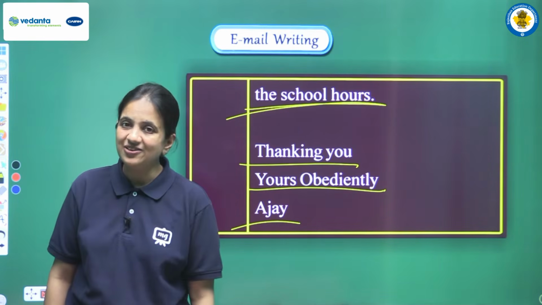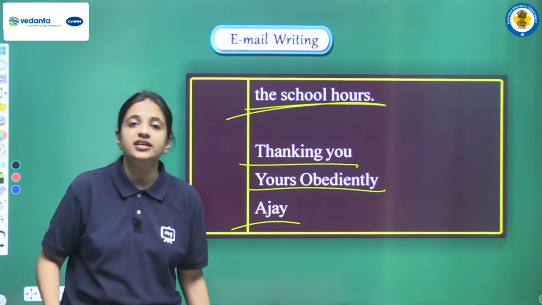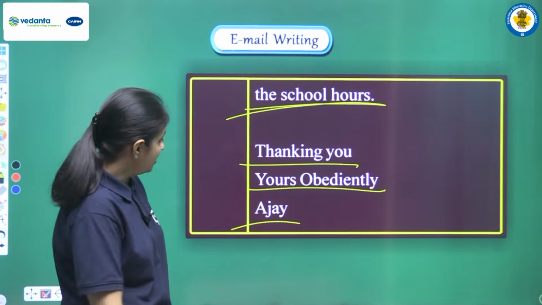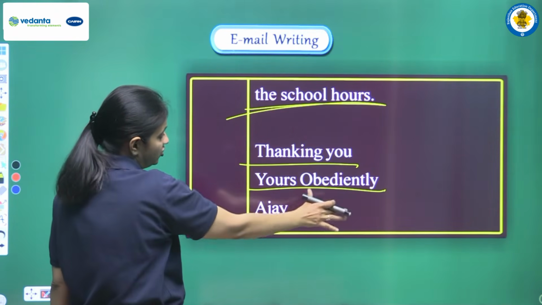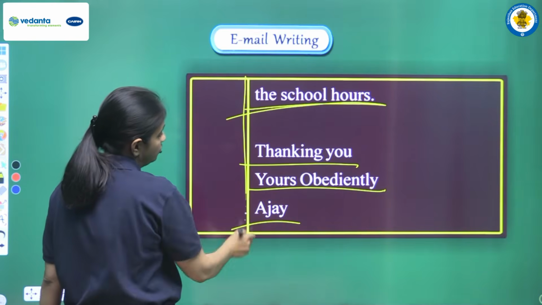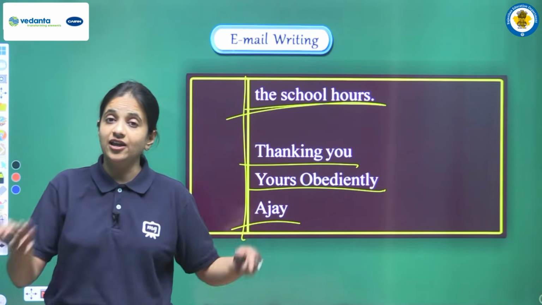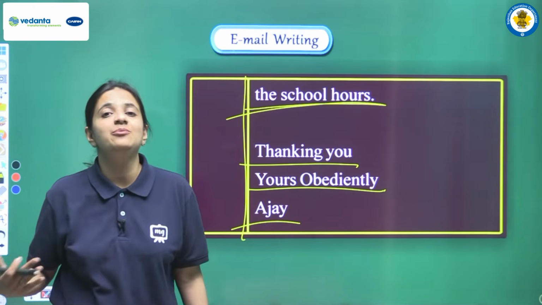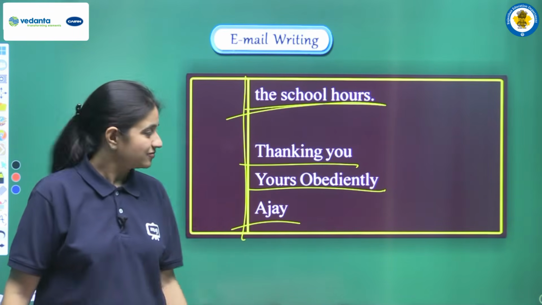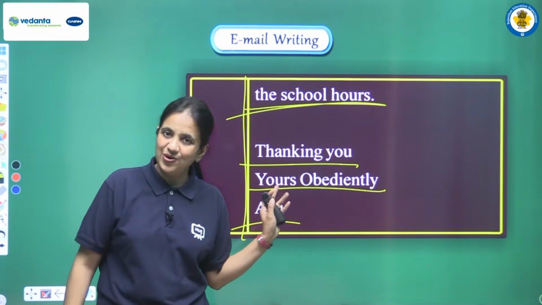Okay, so in this manner we can write one perfect email, and just be very careful that you have to draw such boxes, you have to make 2 columns in this manner, and then only you can write the email. Okay, I hope this example is clear to you all.